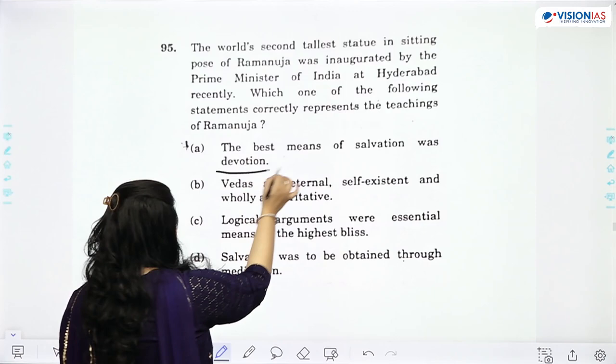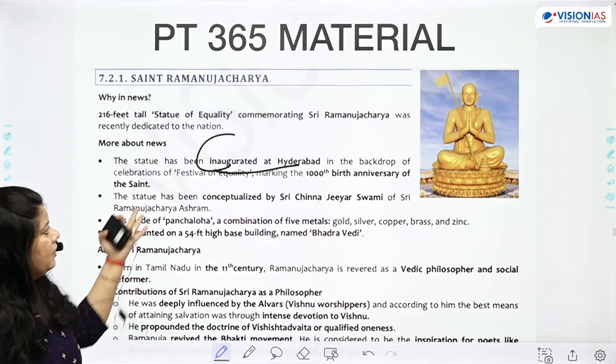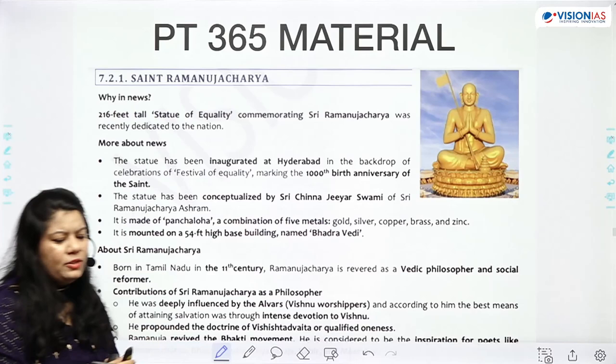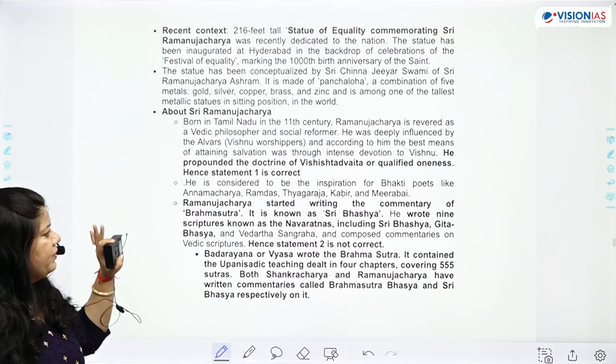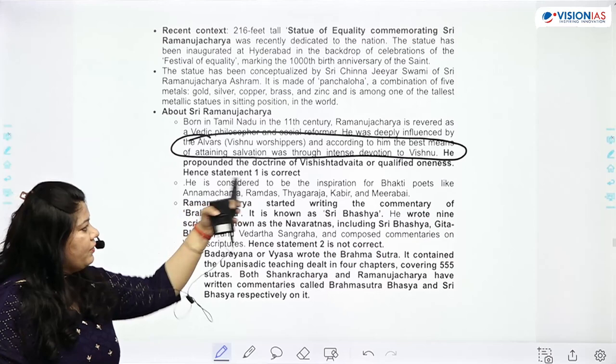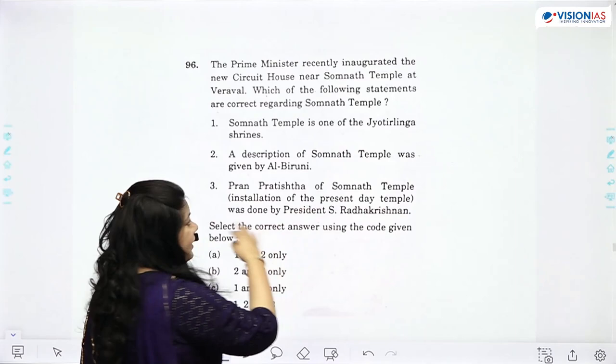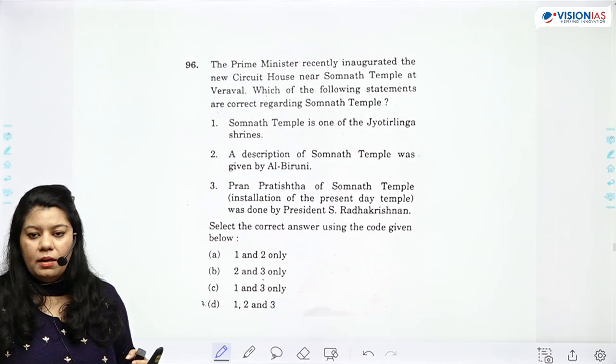A statement says the best means of salvation was devotion. Yes, this is the most appropriate answer of all the options given, and this is the core of Ramanujacharya's teaching, right? And as I told you, this was widely covered in many current affairs magazines, not only Vision. And there was a question also in Abhyas on Ramanujacharya where we expressly mention that according to him, the best means of attaining salvation was through intense devotion to Vishnu. Right? So this was again a very easy question, right? Now coming to the next question, question number 96. Again, this has bearing with current affairs, Somnath Temple being visited by our Honorable Prime Minister, right?